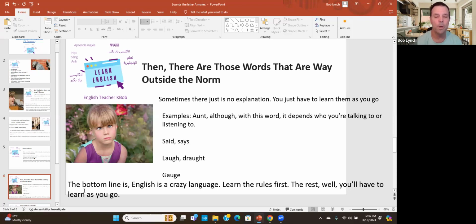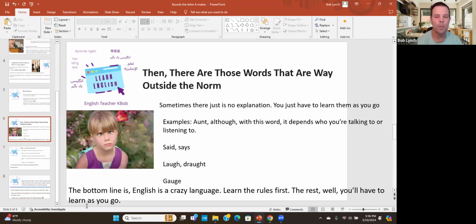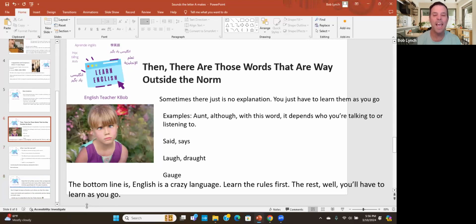And then there's my favorite, the really strange one, gauge. G-A-U-G-E. Why it's pronounced "gayj," I'll never know. It looks like it should say "gawj" to me, but it's "gayj." So the bottom line is English is a crazy language. Learn the rules first. The rest, well, you'll have to learn as you go.